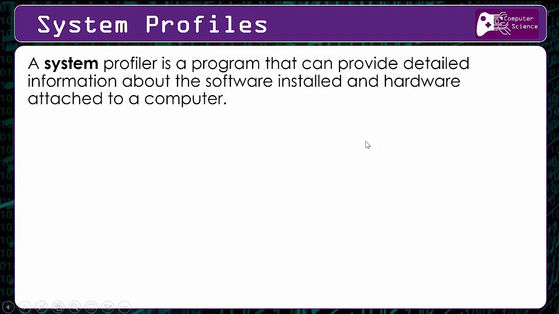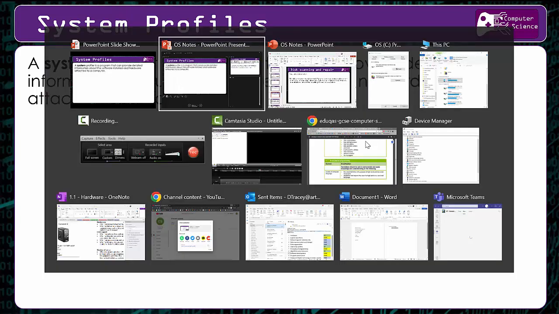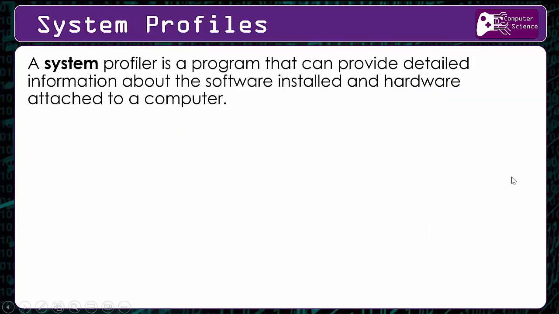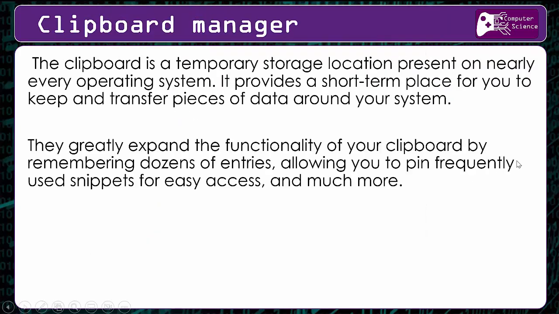So System Profiler, this is a program that can provide detailed information about the software and the hardware installed on the computer. So on my computer I have Device Manager open, and you can see all the devices that are connected to my computer and the drivers and things like that. So that's part of System Profiler.